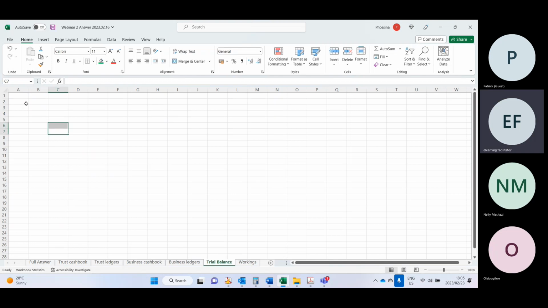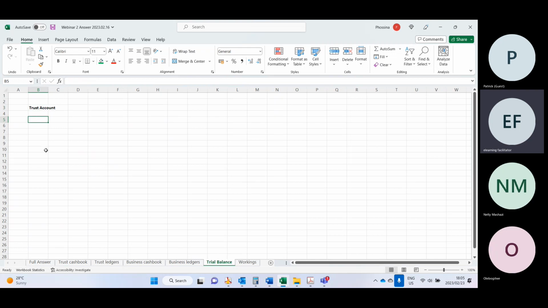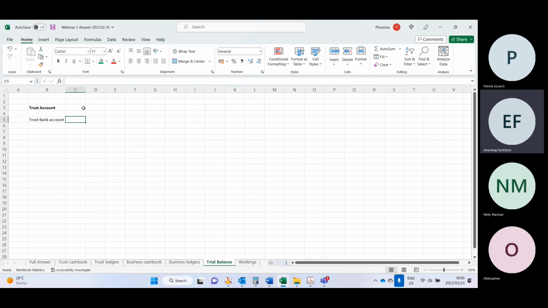So with the trial balance, it's a matter of taking our closing balances and then we see if everything has been captured and everything is balancing. So we can start with our trust account records. With the trust account, usually they call it a trust position. So we start with the trust bank account. It's a matter of just saying how much is in our trust bank account. And we should have a debit and a credit side.